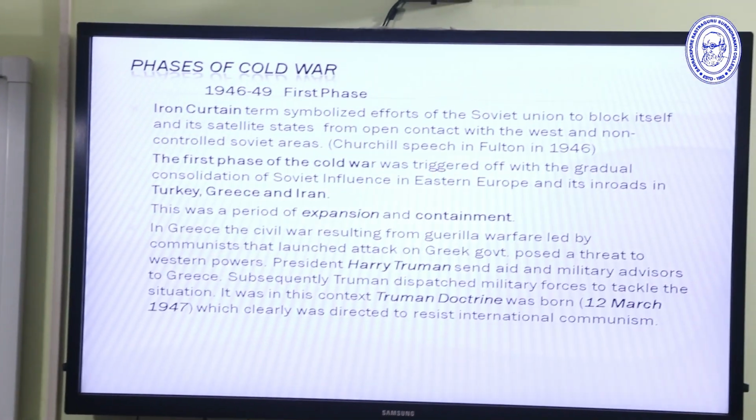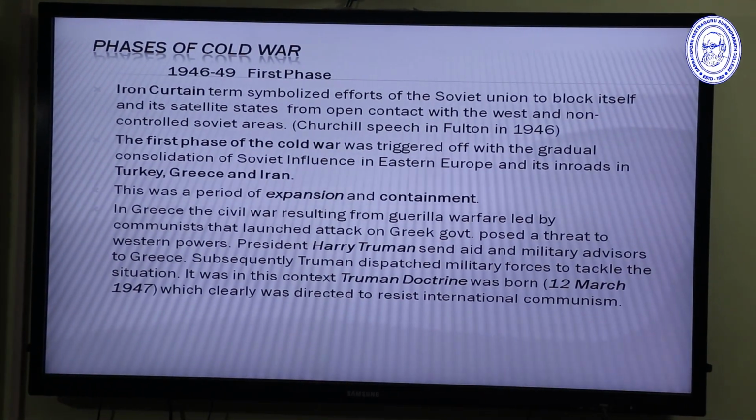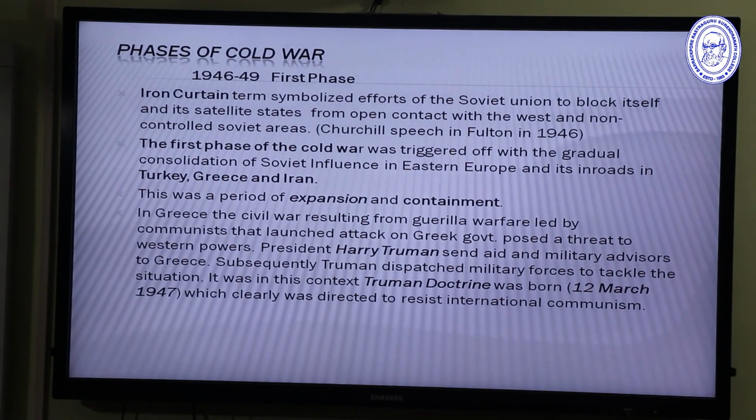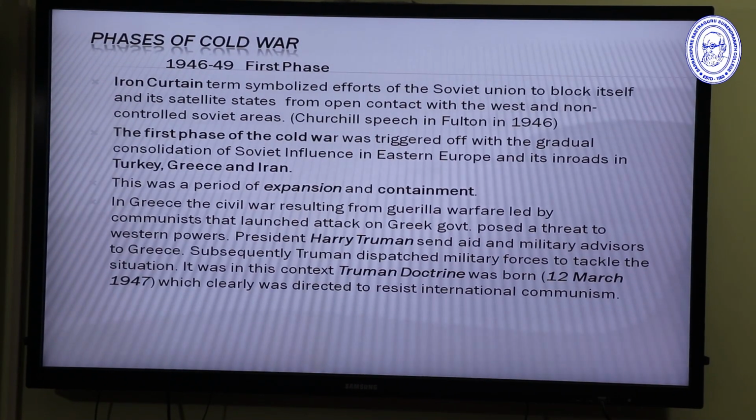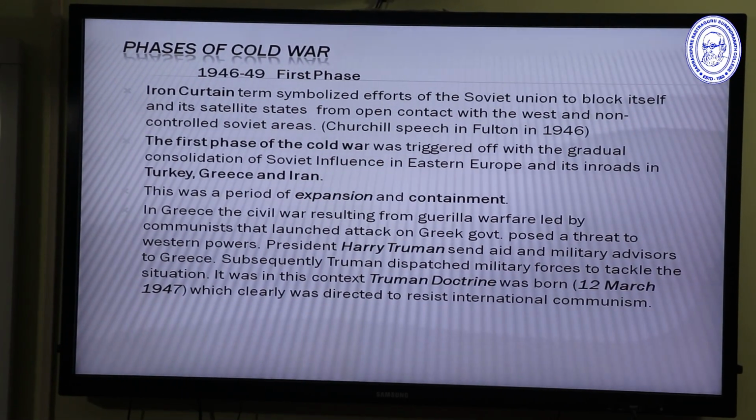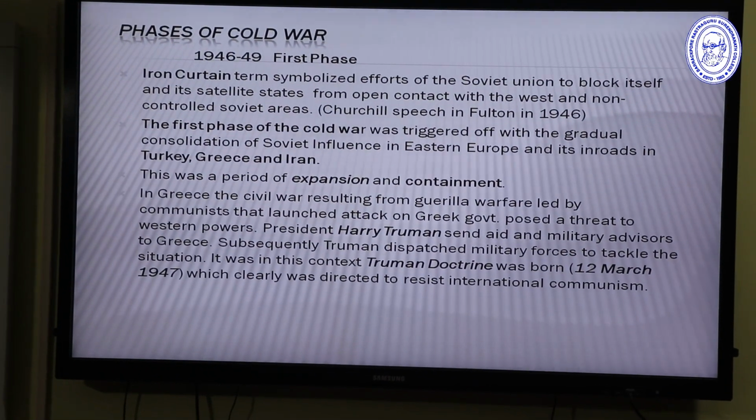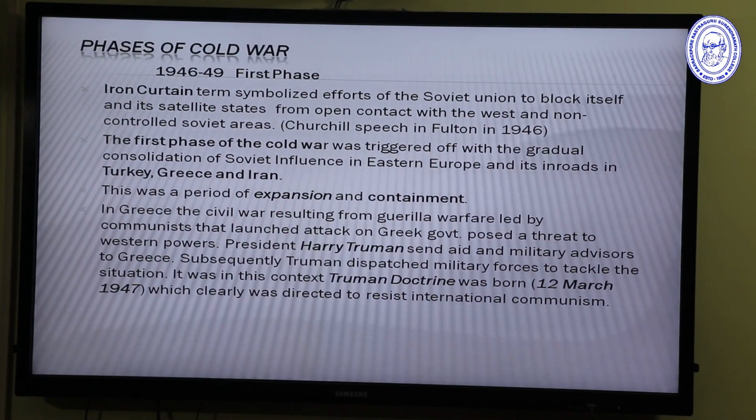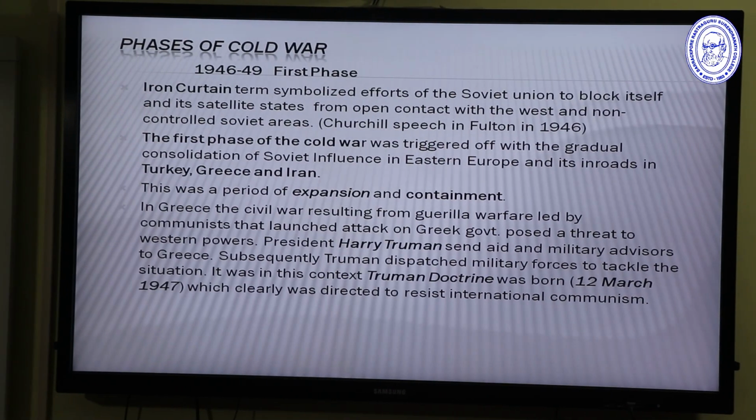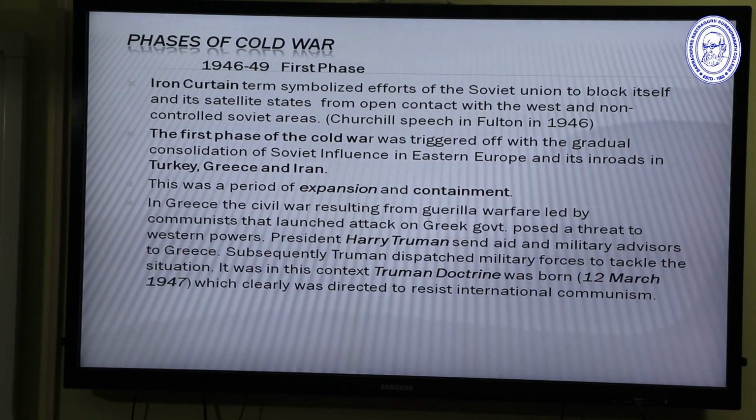So 1946 to 49. It was characterized by Winston Churchill's famous speech in Fulton in 1946, where he said, "Iron Curtain has prevailed," meaning the Soviet Union and its satellite states have already made a kind of curtain wall, isn't it, made up of iron. The Iron Curtain symbolizes the efforts of the Soviet Union to block itself and its satellite states from open contact with the West and non-controlled Soviet areas. So that's the Iron Curtain.